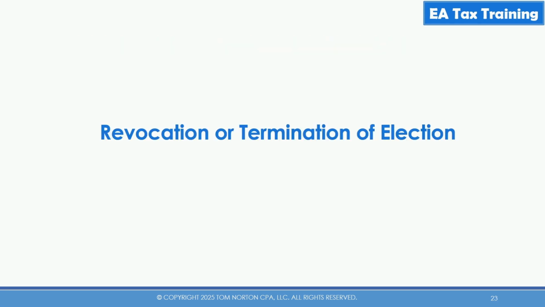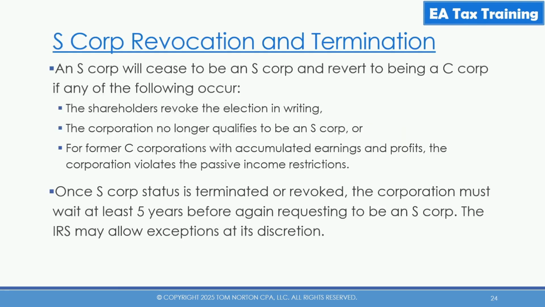Revocation or termination of the S-Corp election and of S-Corp status. So an S-Corp will cease to be an S-Corp and revert to being taxed as a C corporation if any of the following occur. First of all, if the shareholders revoke the election in writing. Secondly, if the corporation no longer qualifies to be an S-Corp, so they no longer meet all of those qualifications that we talked about. Or if this is a former C corporation with accumulated earnings and profits, and that corporation violates the passive income restrictions, then that S Corp will cease to be an S Corp. We are going to talk about each of these things in turn.